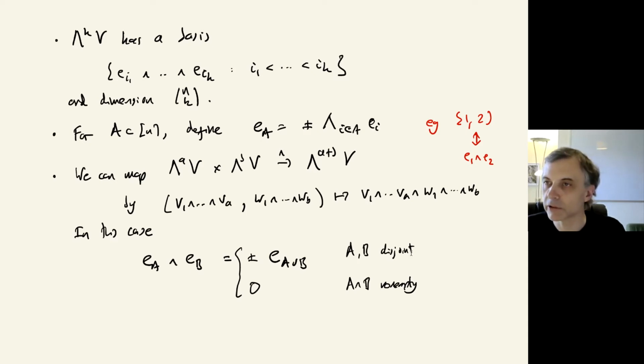So E_A wedge E_B is plus or minus E_(A union B) if A and B are disjoint. If A and B intersect, we get 0. Why? Because then we have a repeated element. We know that if you wedge something with itself, you get 0. Equivalently, if there's a linear dependence in the things you're wedging together, then you get 0, for example if the same vector occurs twice in the wedge product.